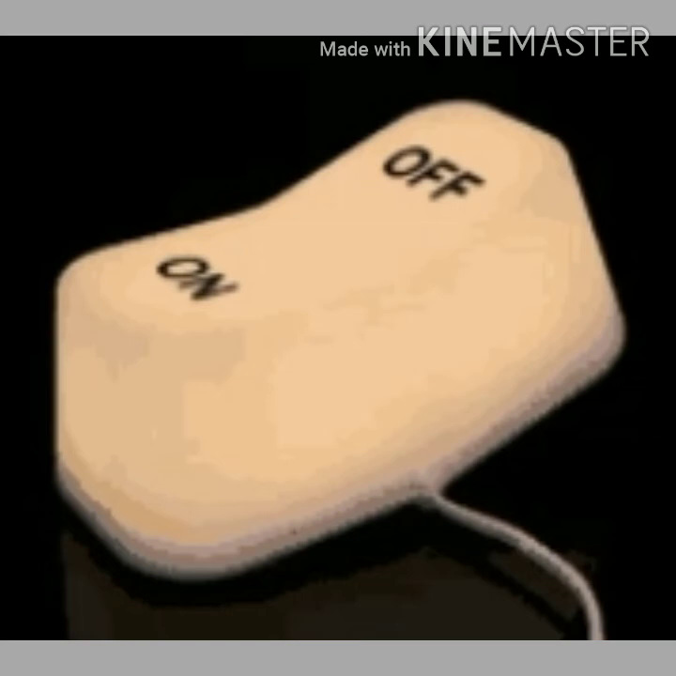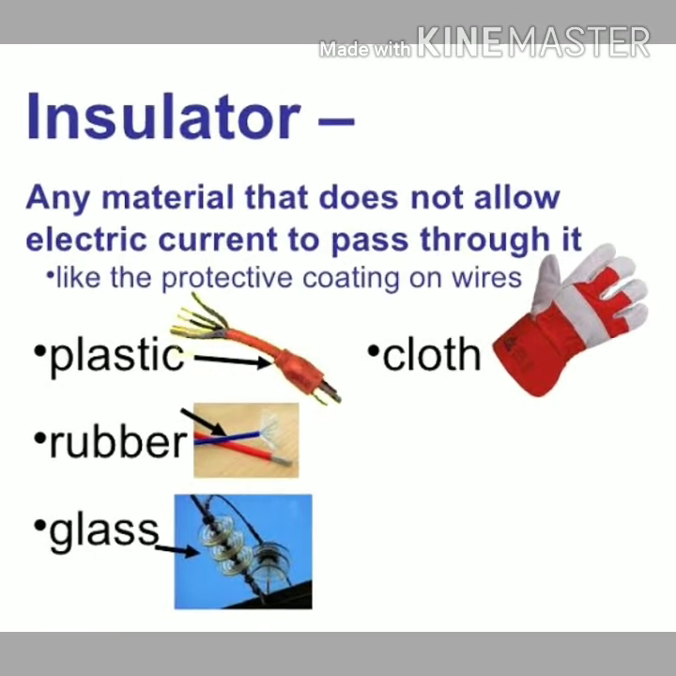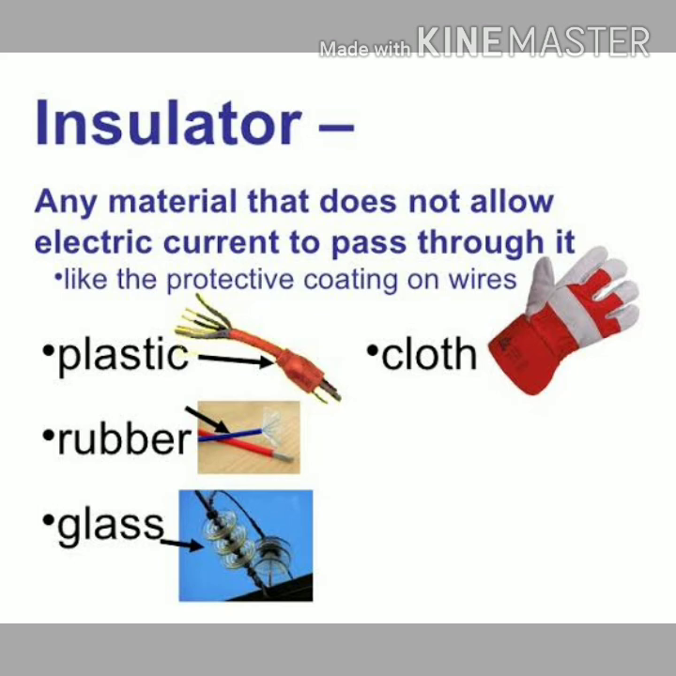The next one is conductors. The materials that allow electric current to pass through them are called conductors of electricity. All the metals are good conductors of electricity, and among the non-metals only graphite is a good conductor of electricity. The next one is insulators. The materials that do not allow electric current to pass through them are called insulators, and they are also known as bad conductors. Rubber, plastic, wood, glass, all are insulators.